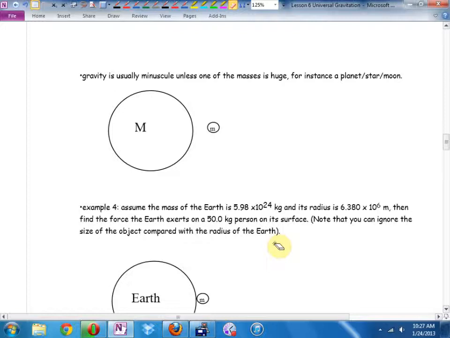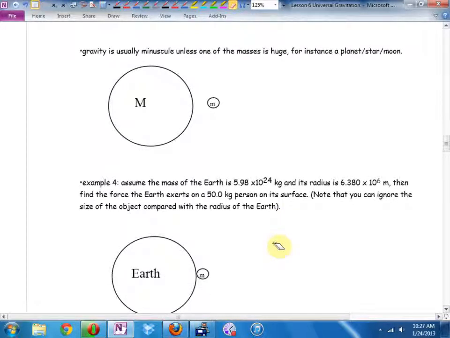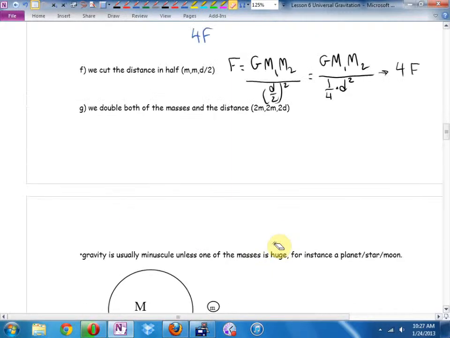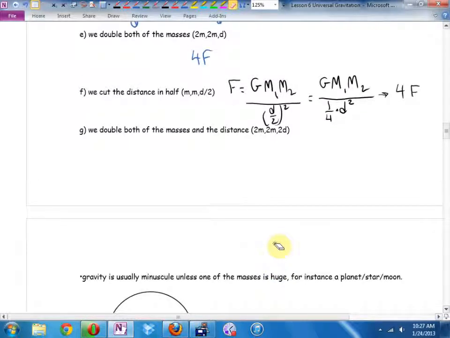So we said this. Gravity is usually minuscule, really, really small. Can we do the other question, please? Oh, G? Sure. Sorry, I forgot about that. If we double both of the masses and we double the distance. So if we double the distance, that's going to be 4 times weaker, right? We would describe that mathematically as force divided by 4.